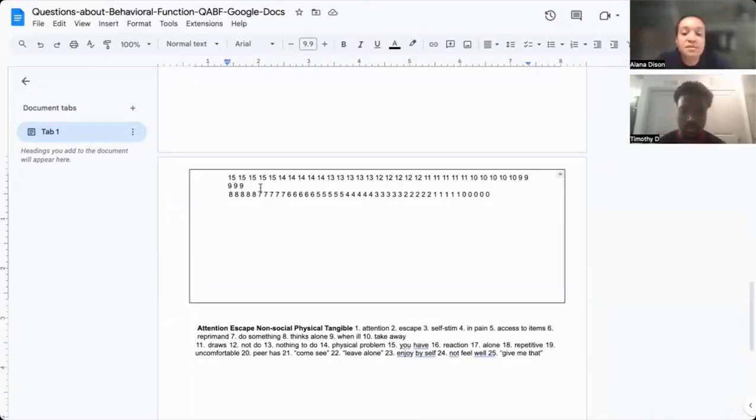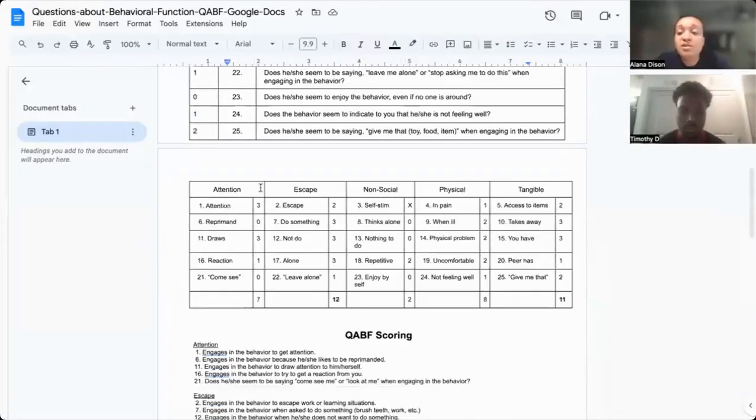But what happens is you basically make a bar graph. For each function, you have the score, and then you just look at which ones have the highest. That's basically what it is. So here, escape and tangible would be the 2 highest, and then coming in at a close second is attention and physical. But based on here, what would you say would be the likely function of the behavior? Escape. Yep, it'll be escape because that has the highest score.